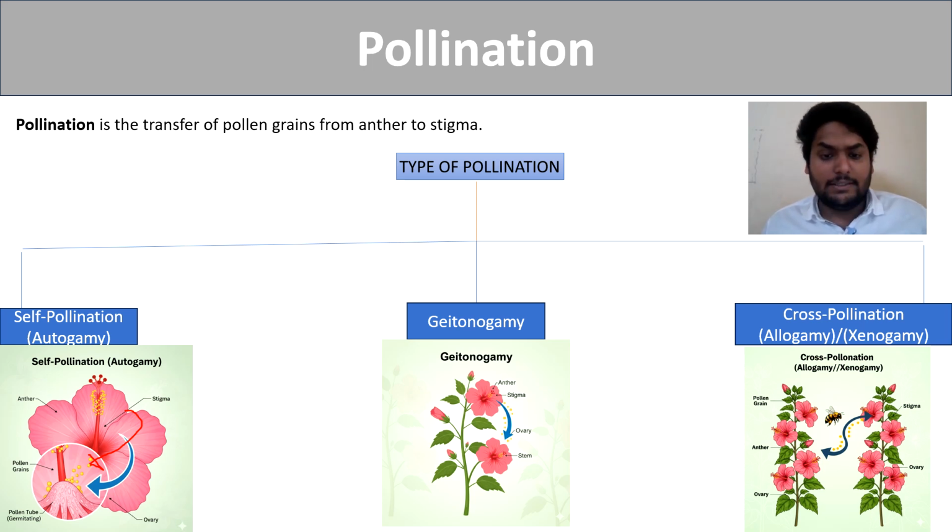So in geitonogamy, what is happening? In geitonogamy, there is the same plant but a different flower. As you can see, the plant is the same but the flower is different. Generally, these flowers are genetically similar.